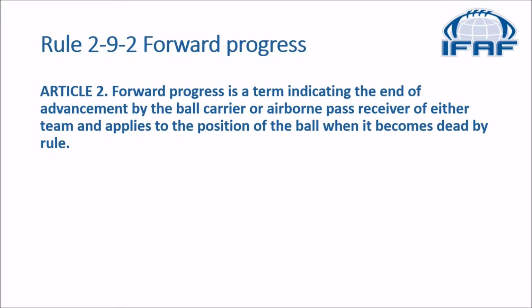But before we get to the game film, let's have a look to see what the rulebook and the MOFO have to say on this topic. In the rulebook, forward progress is defined in Rule 292. Forward progress is a term indicating the end of advancement by a ball carrier or airborne pass receiver of either team and applies to the position of the ball when it becomes dead by rule.